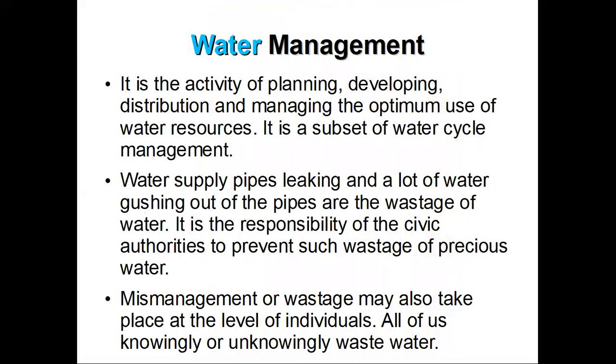Next comes water management. This is the activity of planning, developing, distributing, or managing the optimum use of water resources. It is a subset of water cycle management. Now, water supply pipes leaking, a lot of water gushing out of pipes are the wastage of water. Now, basically, it is the responsibility of the civic authorities to prevent such wastage of precious water. Now, if you have ever experienced while walking or going in a vehicle, you might have seen that a pipe is leaking and a lot of water is gushing out of it. It is said that it is a responsibility of civic authorities. A mismanagement or wastage may also take place at the level of individuals. All of us knowingly or unknowingly waste water.